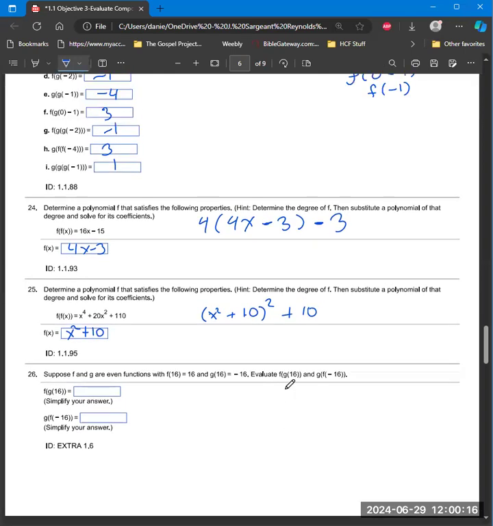Suppose that f and g are even functions with f of 16 equal to 16 and g of 16 equal to -16. Evaluate f of g of 16. So f of g of 16 is the same thing as f of 16, which is equal to 16. And g of f of negative 16, so g of 16 is going to be negative 16.